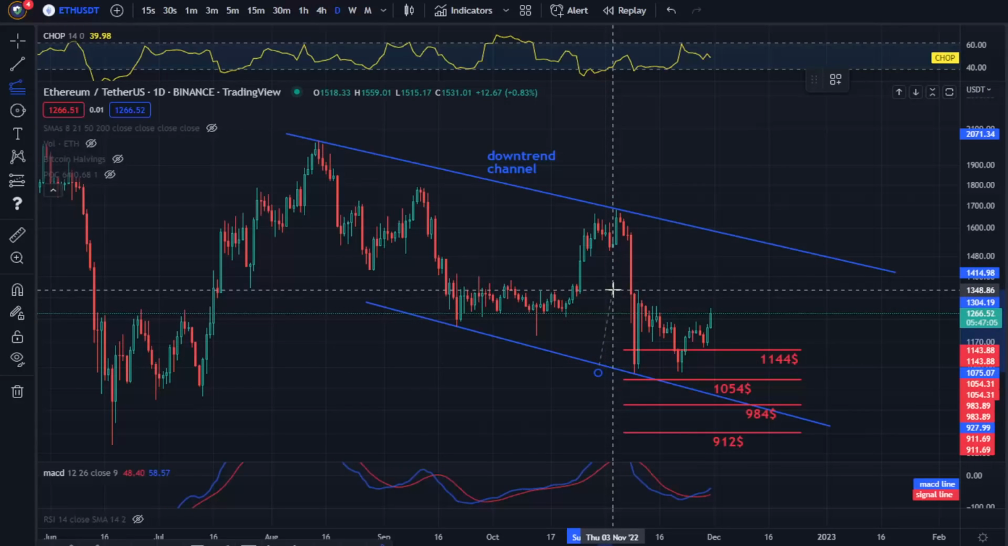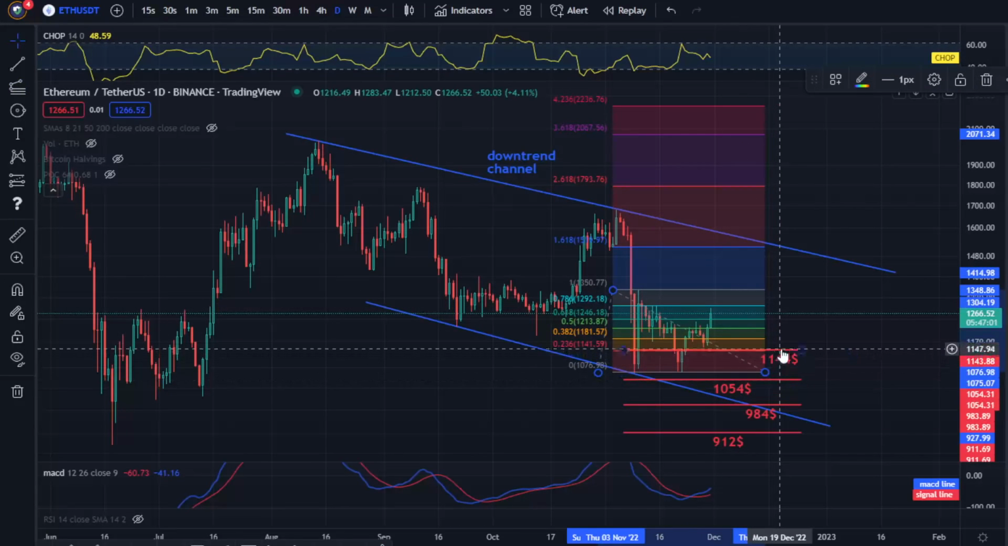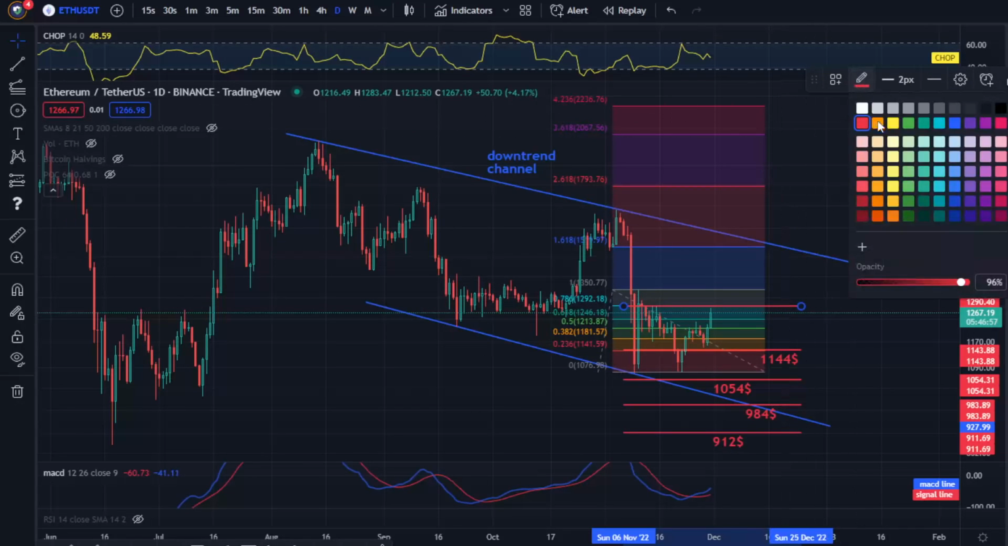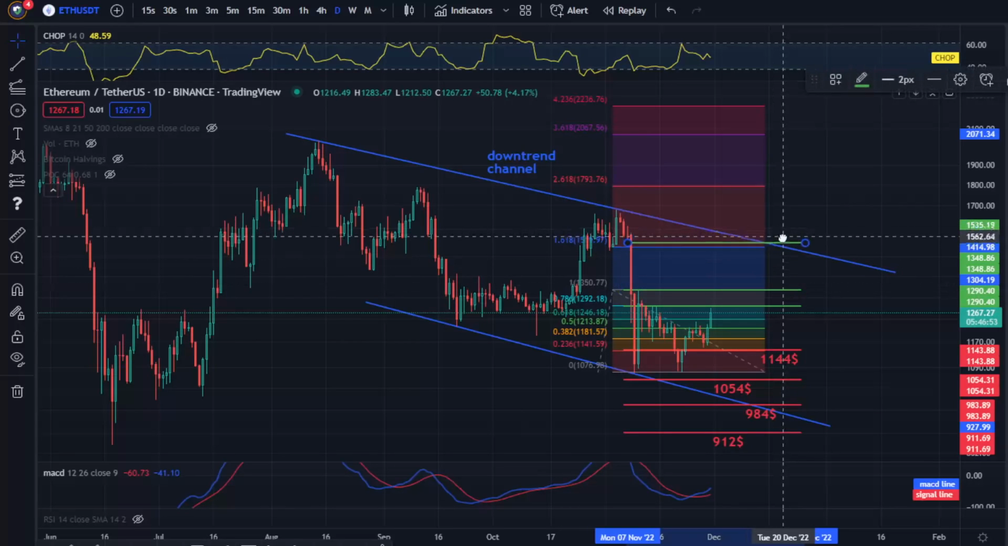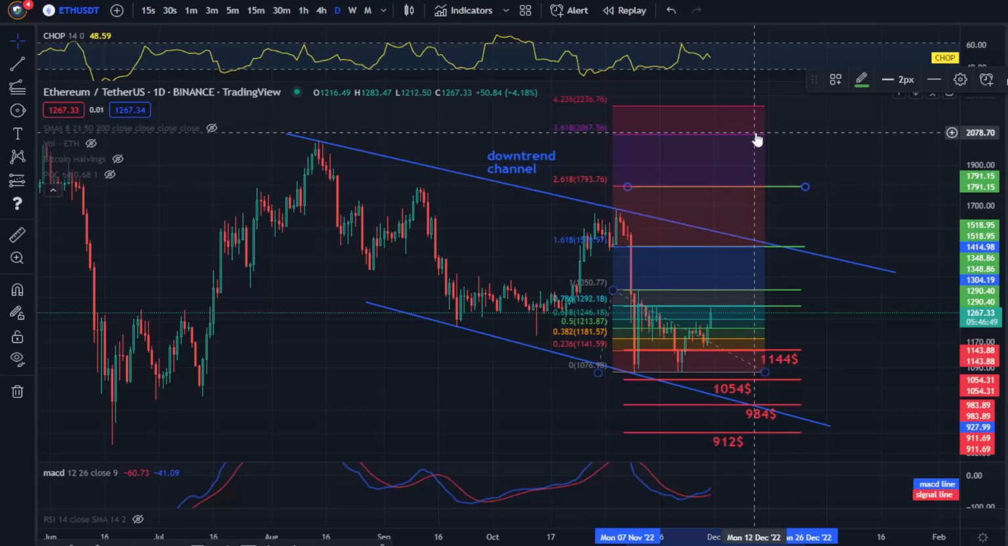Now let's get to the resistance line, because you can see that the first resistance is $1,290. If the price breaks it with top, the next resistance will be $1,349, $1,519, and $1,791.